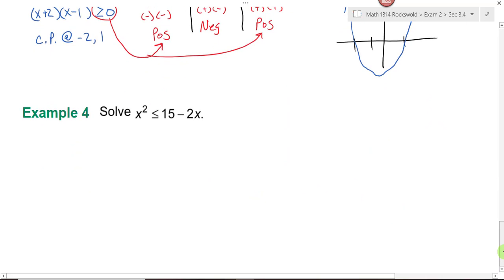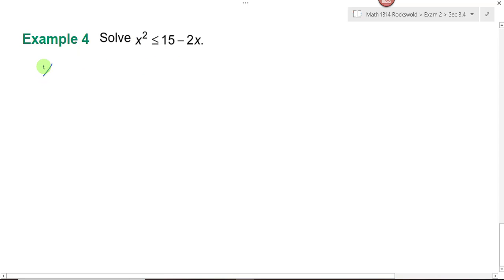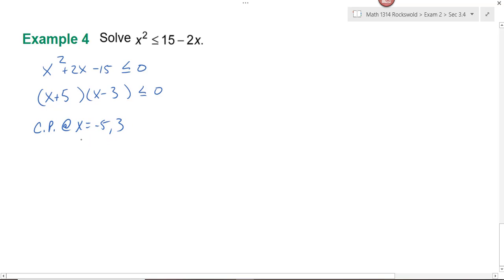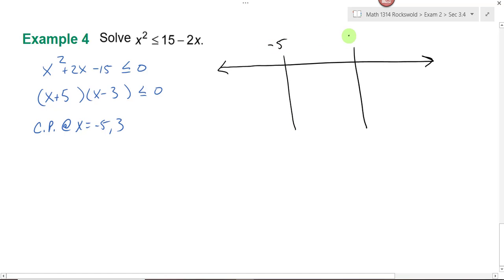One last example. When I rewrite this quadratic expression, I'm going to get x squared plus 2x minus 15 is less than or equal to 0. Will this factor? Plus 5 and minus 3. So I have critical points or cut points at x equals -5 and x equals 3. Those are the numbers that I use to divide my number line into intervals. So I have -5 and 3. This first interval goes from -infinity to -5, then from -5 to 3, and 3 to infinity.